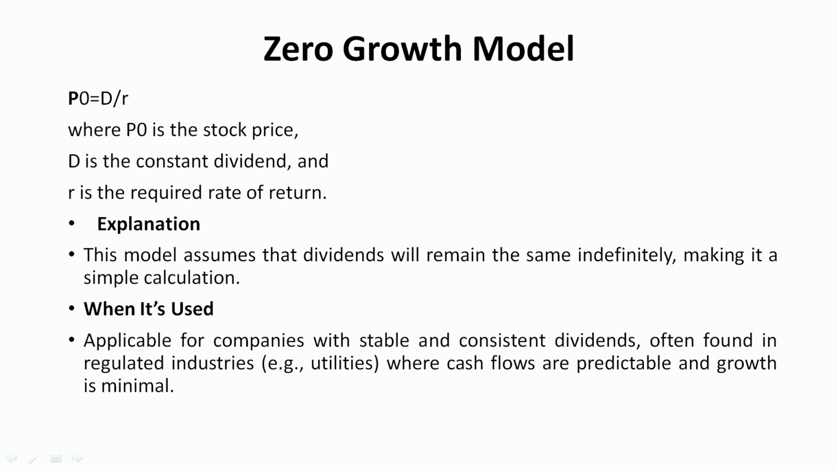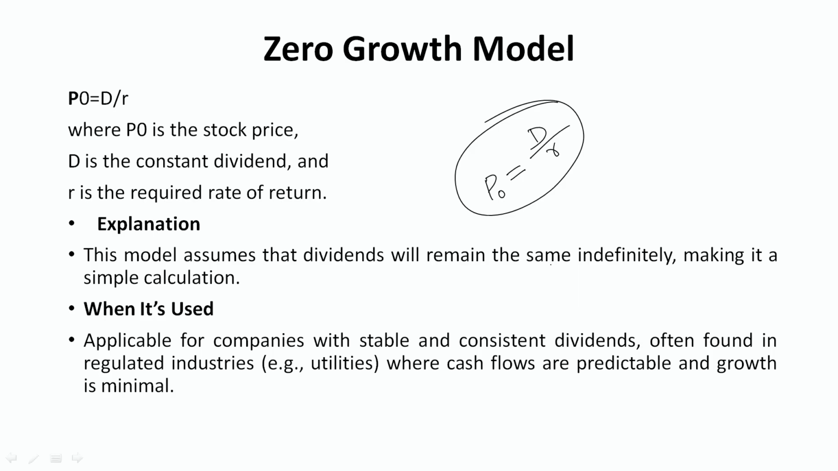So the zero growth model: how do I calculate the price at which I have to purchase a particular share, depicted as P naught? This is found by finding out how much dividend I am getting at the end of the year divided by the expected rate of return. So this is how I find out the value of the share.